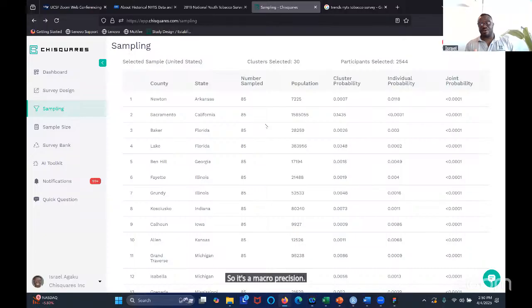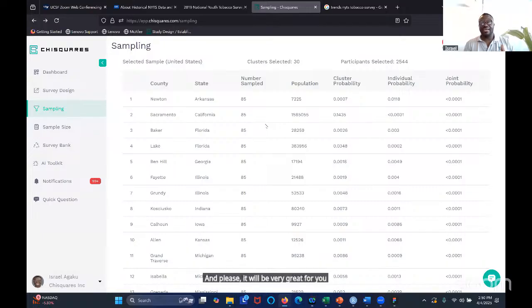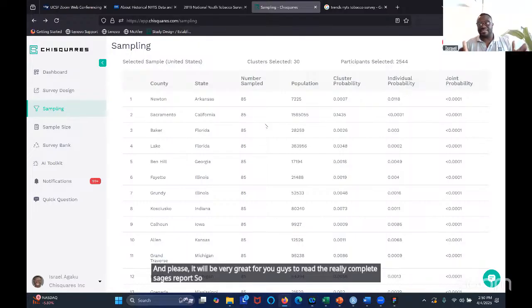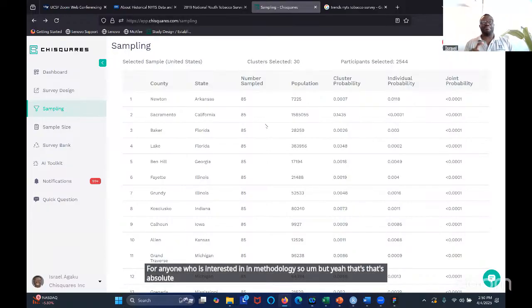The second question, yes, it's the absolute measure. And it will be very great for you to read the complete NCHS report. I think it's very solid reading material for anyone who is interested in methodology. But yes, that's the absolute measure, and we get the 30% by subtracting the lower bound from the upper bound.